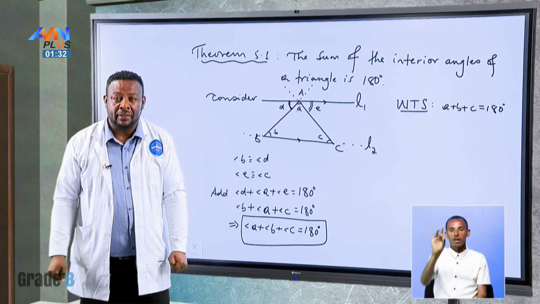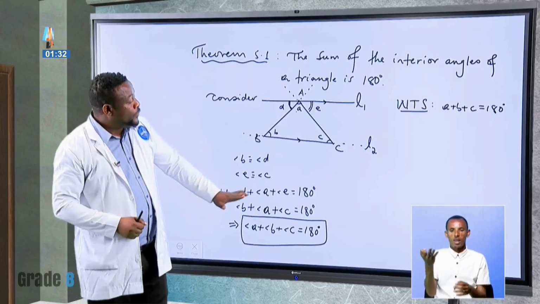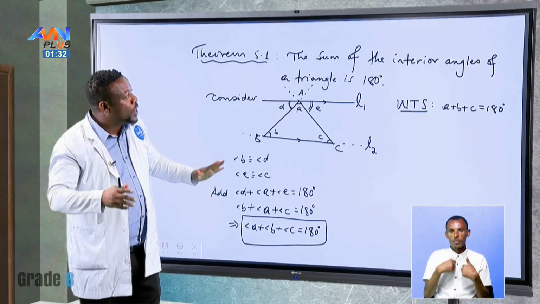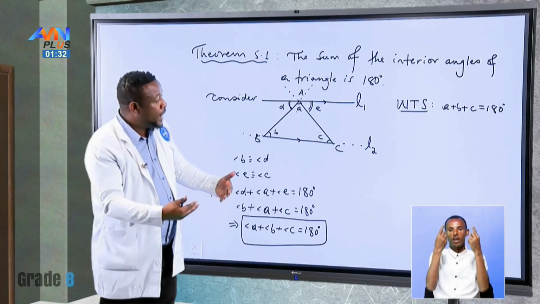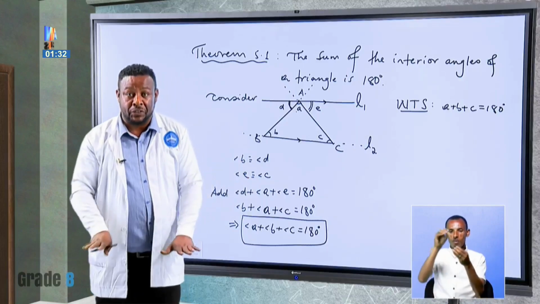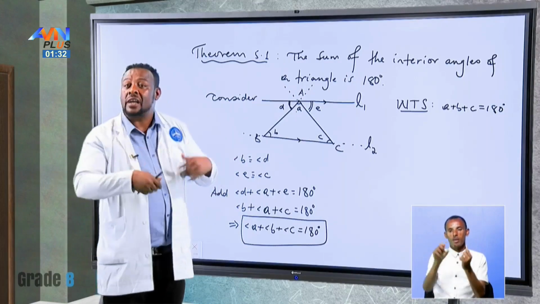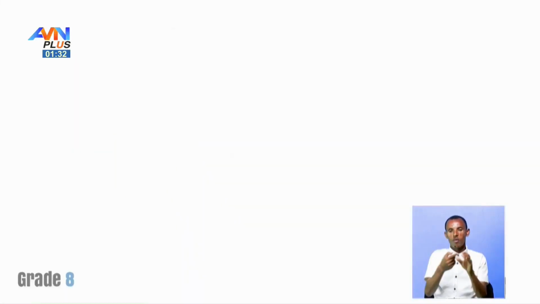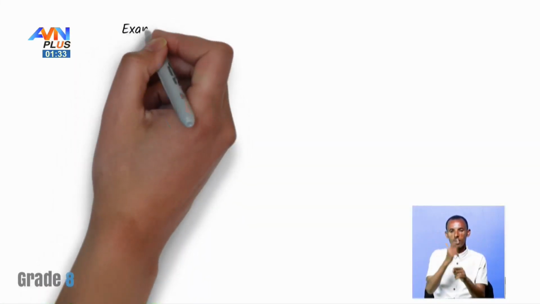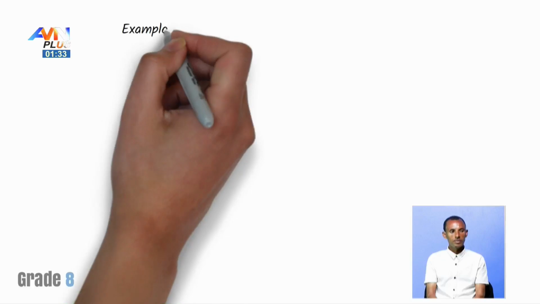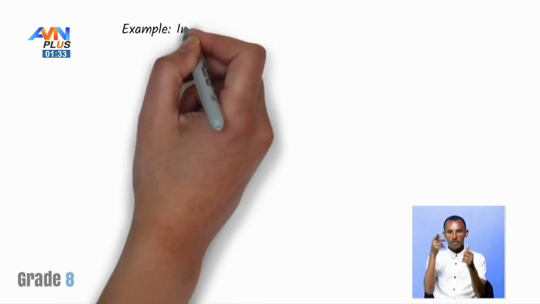degrees, right? If you understand this sum of interior angles of a triangle, you can answer any question regarding the interior angles of a triangle by using this fact. So let's see some examples. Let's see the first example.